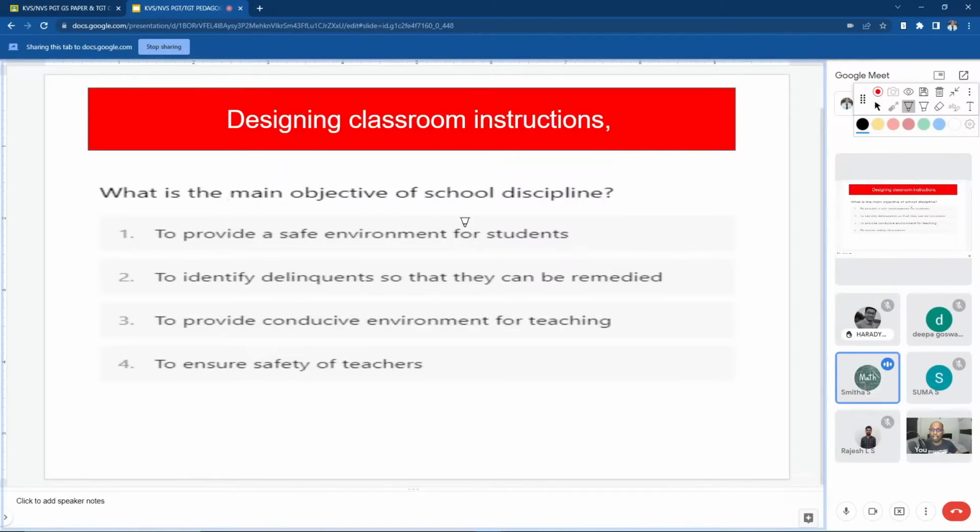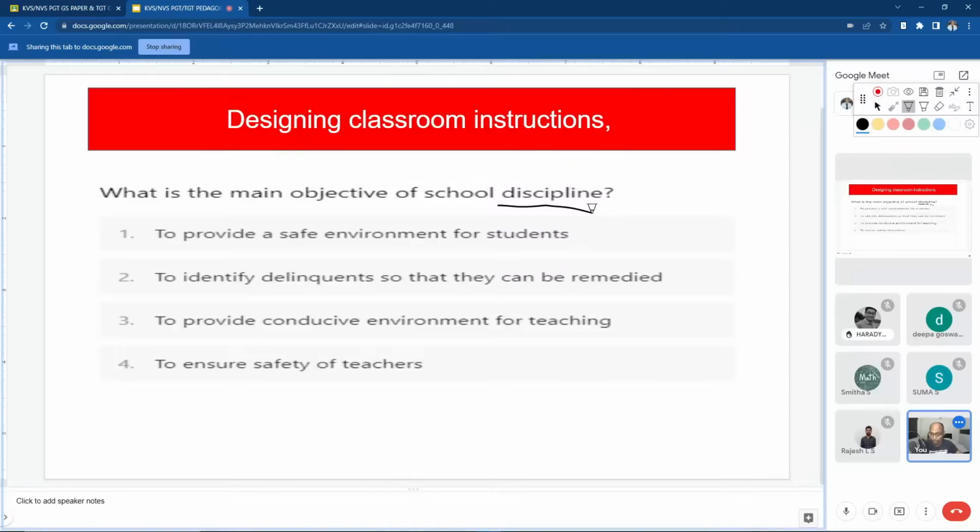What is the main objective of school discipline? Why does everybody want discipline in the school? Teachers want discipline, parents want discipline, the principal wants discipline, society wants discipline in the school. We all want students to be taught discipline first, then education next. So why is it the main objective of school discipline? What is the main objective of school discipline?